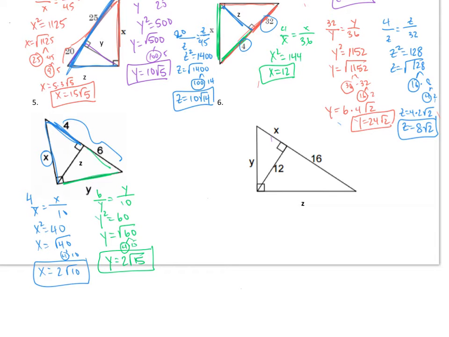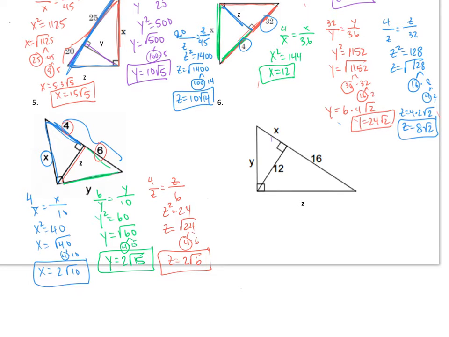Let's go for z. If z is our geometric mean, it's the geometric mean of these 2 parts, 4 and 6. So z squared is 24. Z is going to be the square root of 24, which is 4 times 6. And the square root of 4 is 2, so z is 2 root 6. Okay, let's look at this last one.